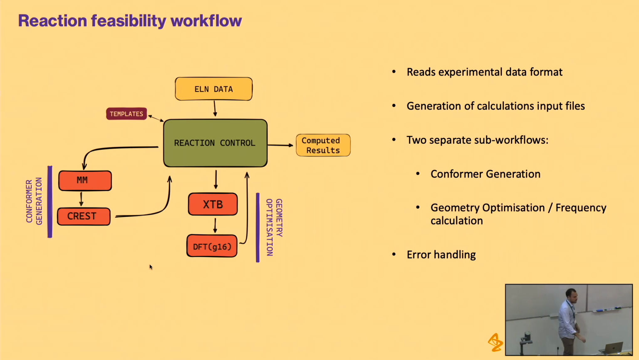So if we quickly look at how I built my workflow, it is composed of mainly 3 subunits. We have the first big node, which is reaction control, that reads experimental data from a CSV file. In this data, there's all the information about the reaction that comes from the lab. Here is where all the input files for the calculation are generated and then sent to the 2 separate sub-workflows. The first one is where we generate the conformers for each of the reaction species. And the second one is the geometry optimization, where we optimize the geometry and calculate the frequencies.